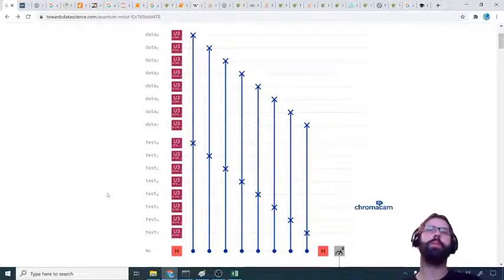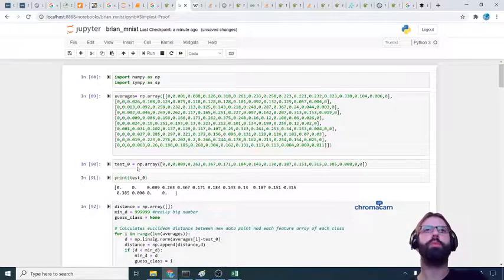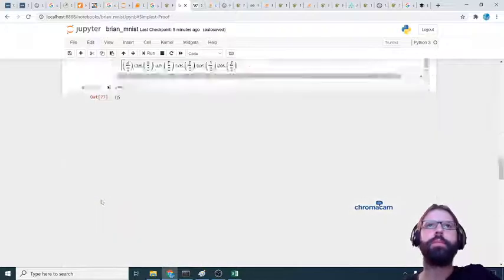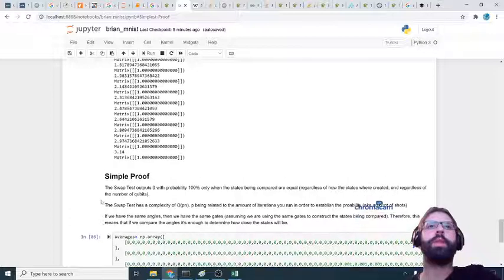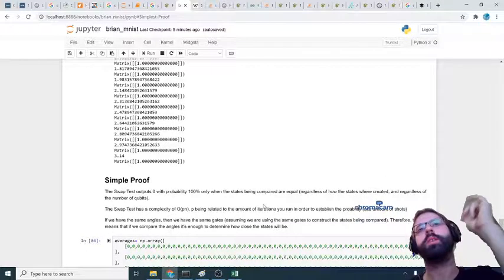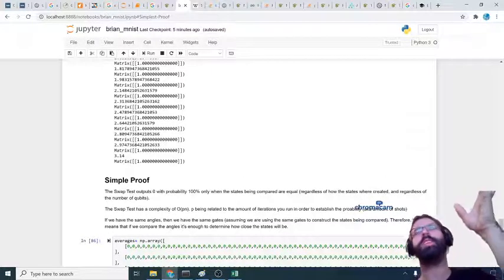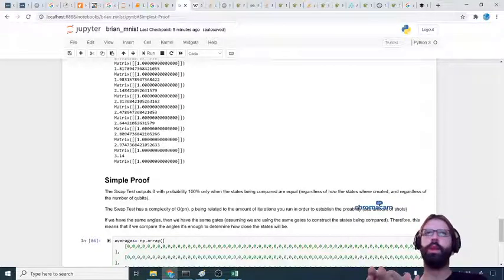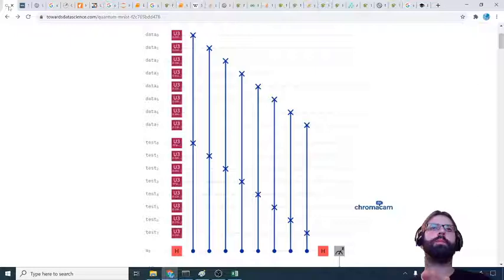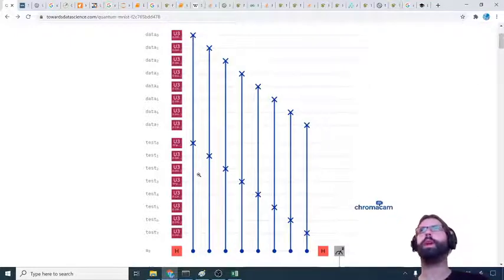Well, at least a proof that is simple enough is what I write in the notebook at the end, where I basically say that the swap test outputs 0 with probability 100% only when the states being compared are equal, regardless of how you created the states. So basically, if the states you're creating are equal, then you're going to have 100% probability of classifying that new data point to that class. And basically, that doesn't really need any formal proof, I think.